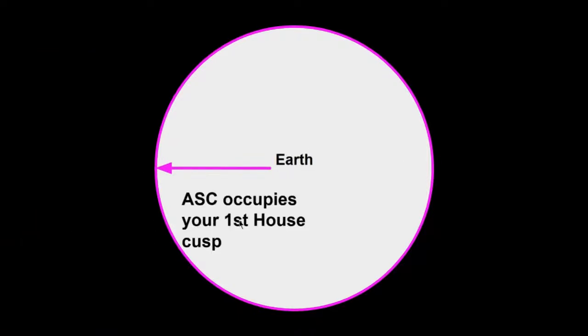All right. So, without all those graphics on the last slide, simply again, the ascendant occupies your first house cusp. That's what this means. And this is also on that line with the horizon.